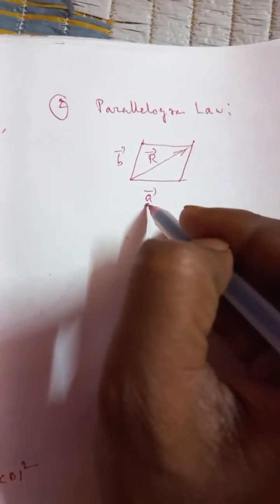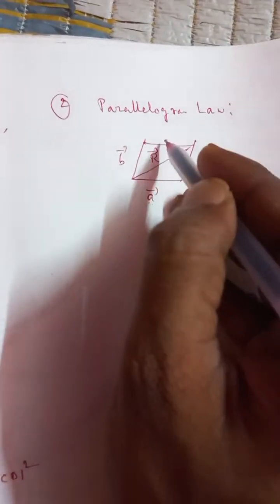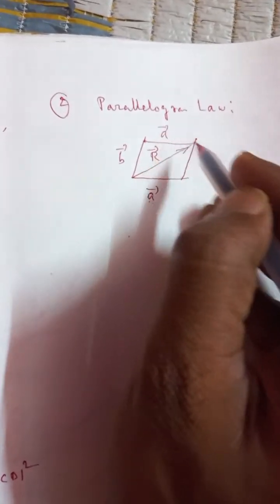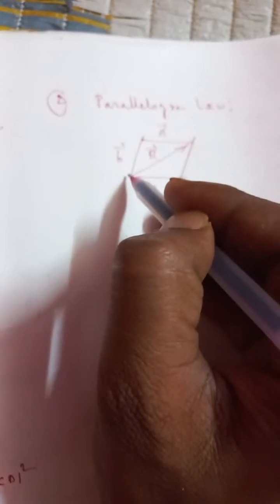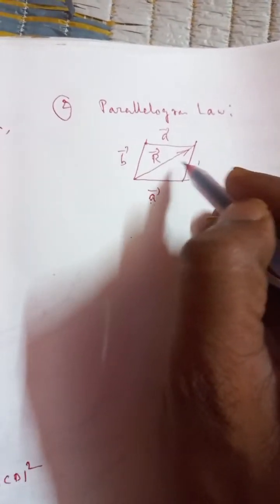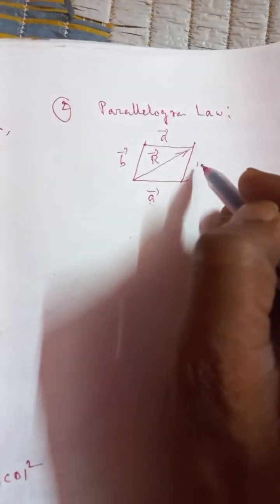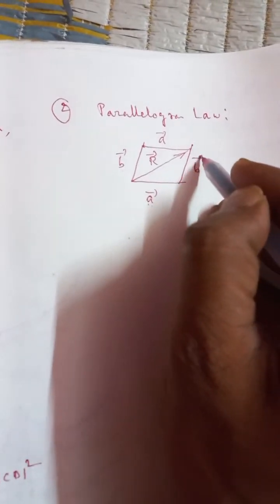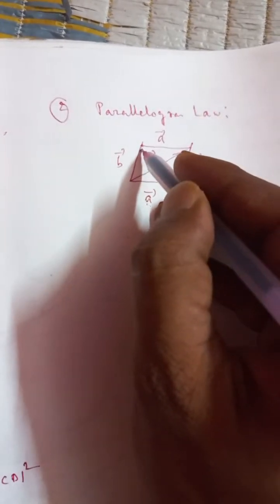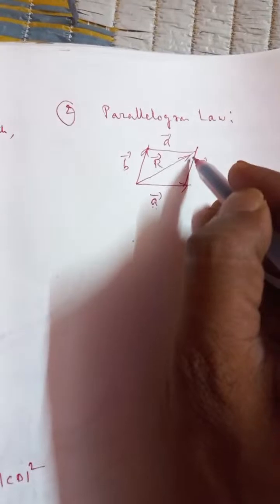So if this is vector A, then the opposite parallel line also shows vector A, and this side represents vector B, then this side, since they are parallel, also shows vector B. This is vector A, this is vector B, vector B, this is vector A.